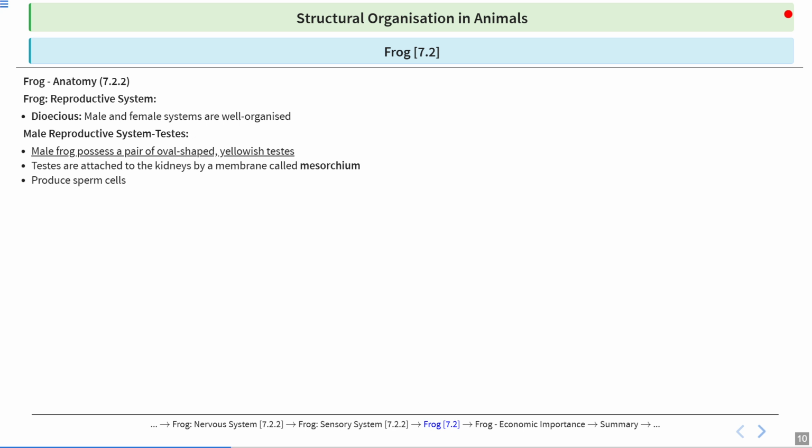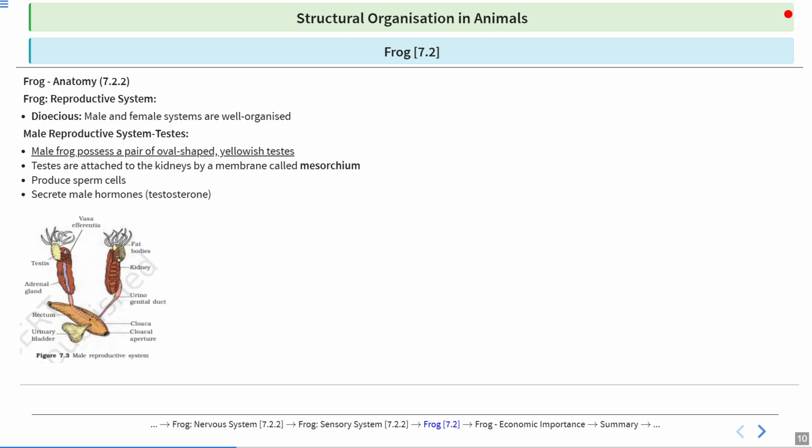Produce sperm cells. What is the function of the testes? Testes are concerned with the formation of the male gamete, and that male gamete is the sperm. So they produce sperm cells. They secrete the male hormone testosterone. Testosterone is very, very important, right? And that is required for the production and maturation of the sperm cells as well. So this testosterone is produced by the testes only.